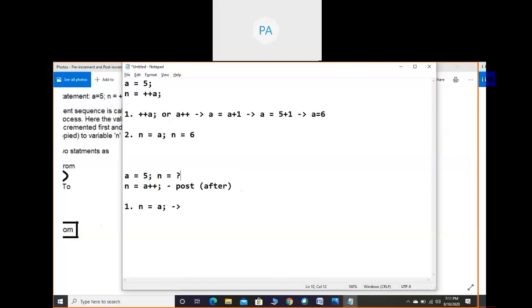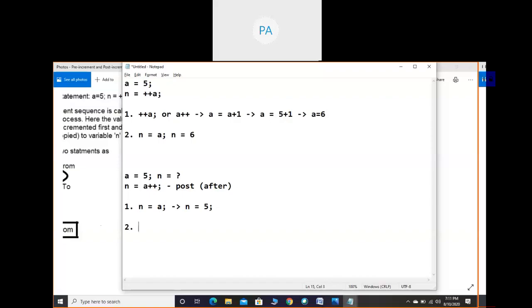Now when you write n equals to a, you substitute only in the RHS, that is n is equals to, so what is the value of a? It is 5. So it is not incremented. It is just that we are copying it. So n equals to 5. N value is 5. A value is not incremented. This is the first operation. Next you go for the second operation.